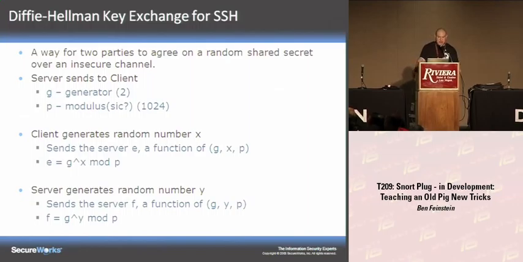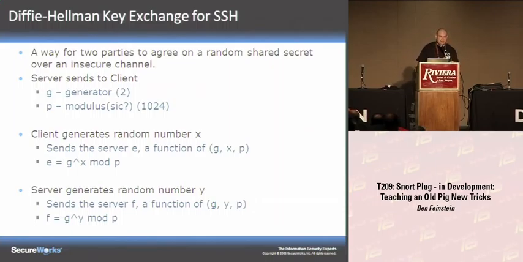So I'm going to give some background on how Diffie-Hellman key exchange really works. It's a really elegant algorithm, and it's a way for two parties to agree on a shared secret without ever having to have pre-knowledge or do a pre-key exchange. So the server is going to generate two numbers, a generator G and P, which is the modulus. And that's wrong, actually. It's not 1024. It's just a really long prime number.